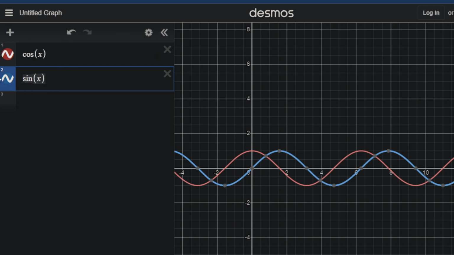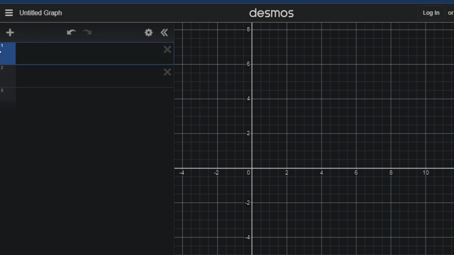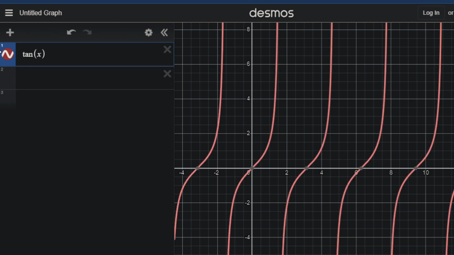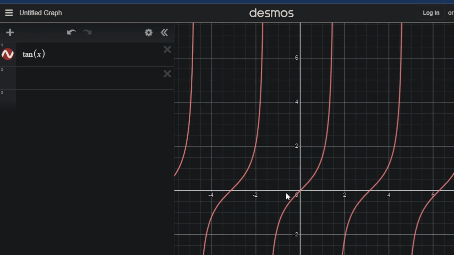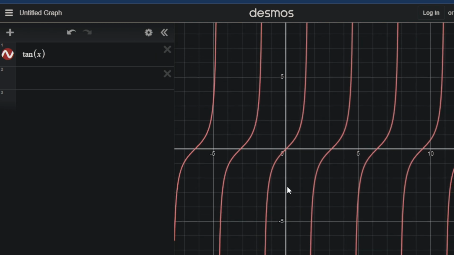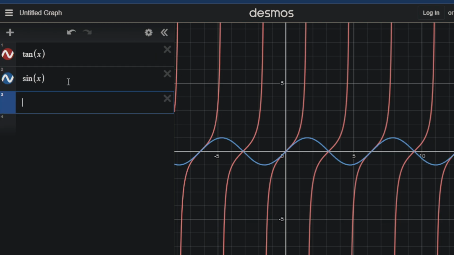So what about some of the other ones? Tangent, for example. Well, tangent is the ratio of sine and cosine, so it's going to be pretty different, right? We're introducing fractions here. With fractions, we naturally have asymptotes, right? We actually have a whole bunch of vertical asymptotes. Let me just bring up the sine and the cosine one more time here.